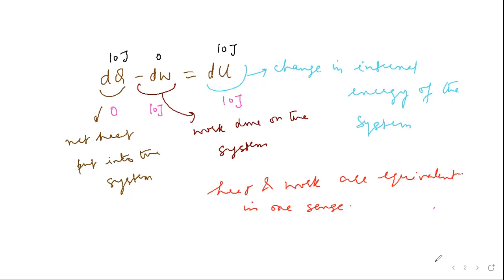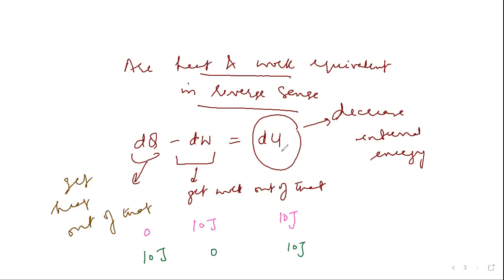Now I am doing reverse. I am decreasing the internal energy of the system. I am saying if I decrease the internal energy of the system by a certain amount, is it possible to get no heat and complete work? And reverse also: I get no work, I get heat only, right? Or are heat and work equivalent this way also, or are both possibilities possible?